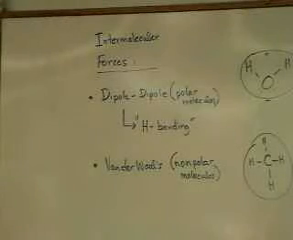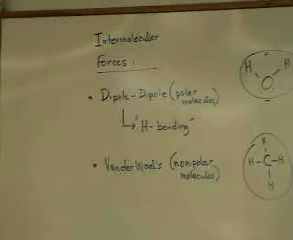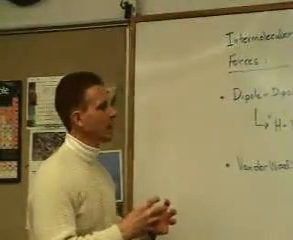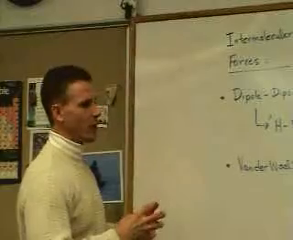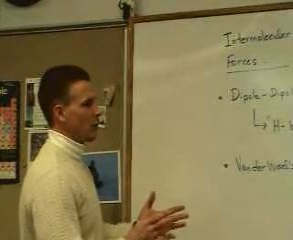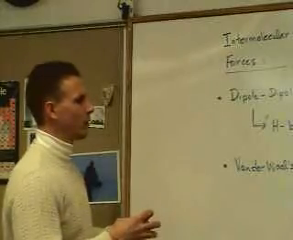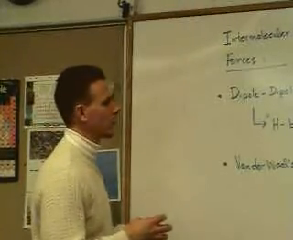Okay, in the bonding unit, you have to really do a good job keeping things straight. First of all, there's the between atom kinds of attractions, which we call bonds. And that's like covalent, ionic, and metallic. That's what holds one atom to another within a molecule or within a structure.